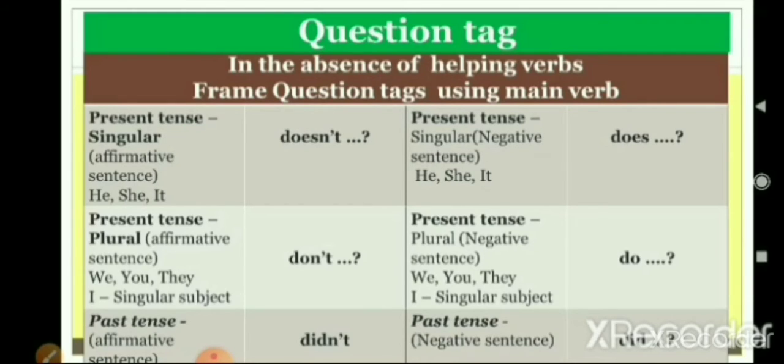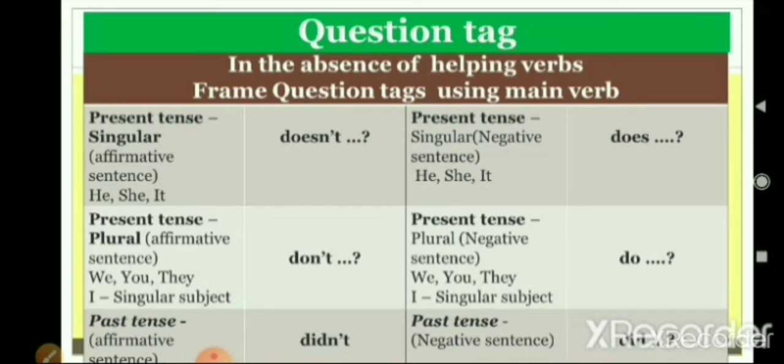Likewise, present tense. When the sentence is in present tense and if the subject is plural and if the sentence is positive, then what could be the tag? The tag will be don't. Don't we? Don't you? Don't they? Though I is a singular subject, it uses don't. So what tag will it take? Don't. Don't I?